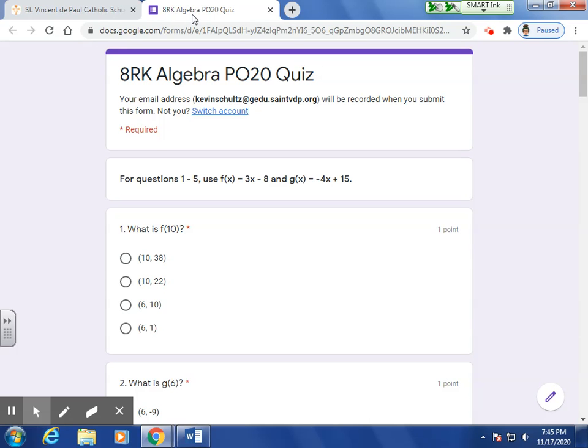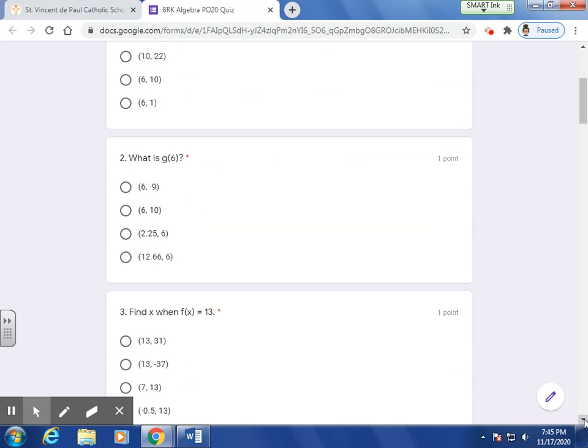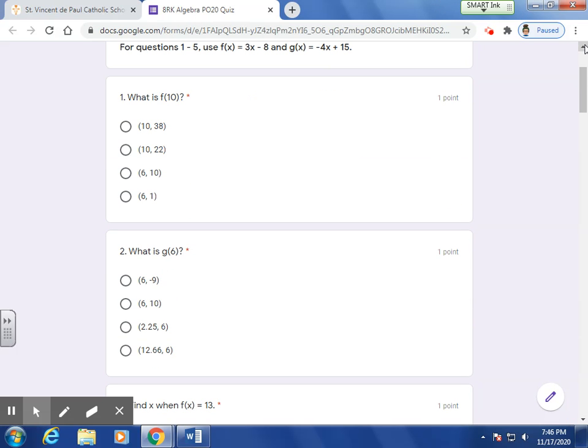So a lot of you mentioned that it's not knowing which variable you are solving for, and it really all comes down to the language. Okay. This first one here, what is f of 10? And we're using f of x equals 3x minus 8 here. So what is f of 10? This is giving you the x value here, okay? It's telling you what is the value of the function when x is 10.